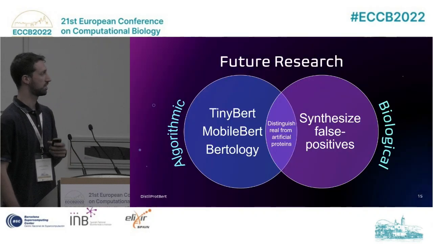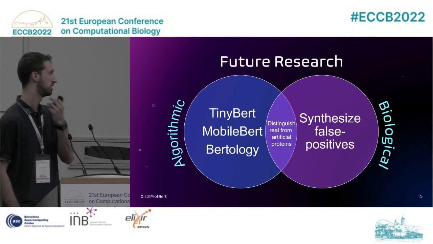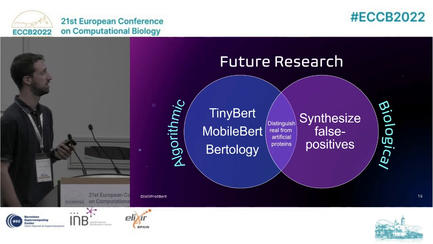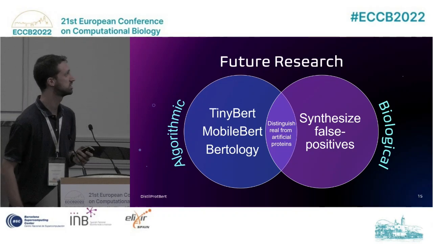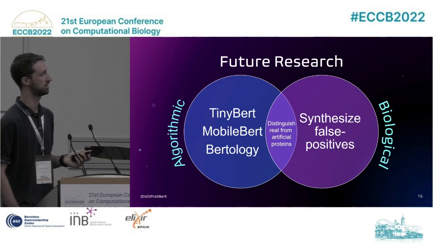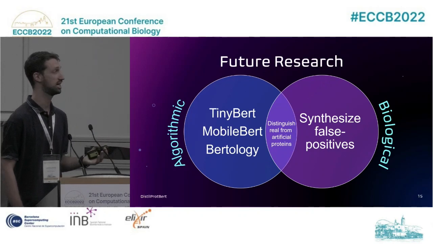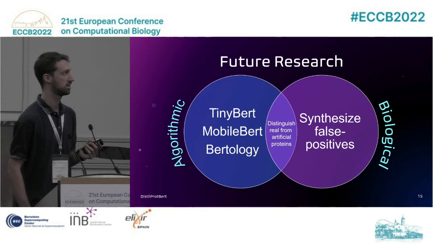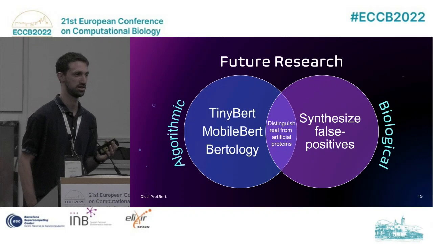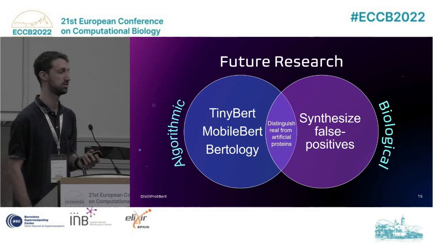And if you think about future research that we might look into, there are two parts to this concept. The first one is the algorithmic part, where we might get even smaller than half the size. A tiny BERT was, I think, 4 layers, while BERT is 34, which is quite nice. So we might try this on the proteins.